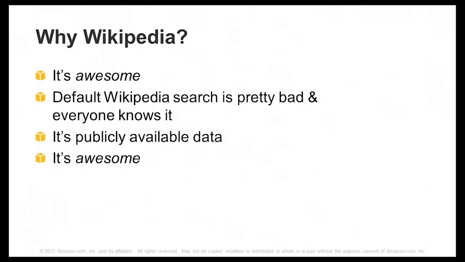And as everybody knows, the default Wikipedia search is really bad. Lookup is good. If you want to find a particular article based on the name, that's really good. But search is really bad. And we'll just see it later. And it's publicly available data, right? So I can just download the dump files and index them. We'll talk about the steps that it took to do that. And then it's awesome. And I put "it's awesome" twice because it's twice as awesome.